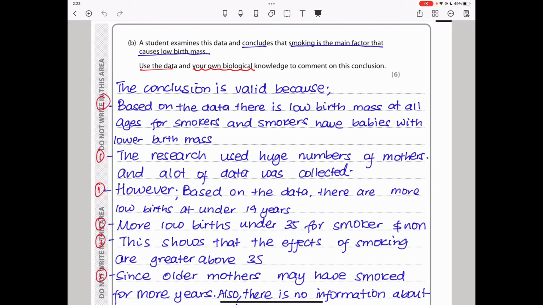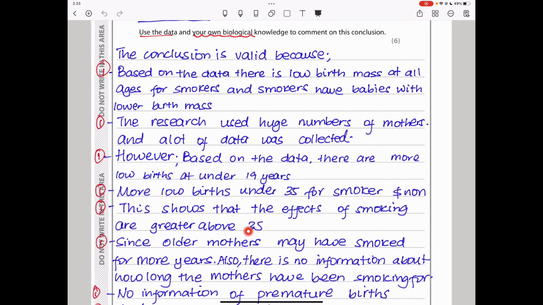More, there is some other factor, not necessarily only smoking, that could lead to low birth mass. So I said more low birth mass under 35 for smokers and non-smokers. That was also evident from the data. So it means maybe there is another factor that may not be only smoking. I also said this shows that the effects of smoking are greater above 35. So above 35 years, effects of smoking are greater.